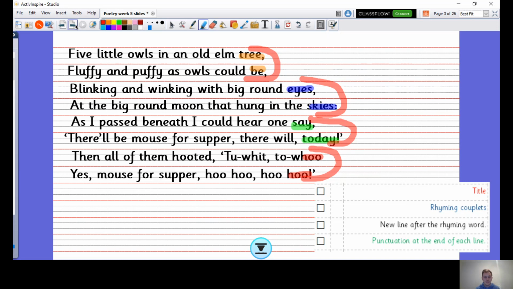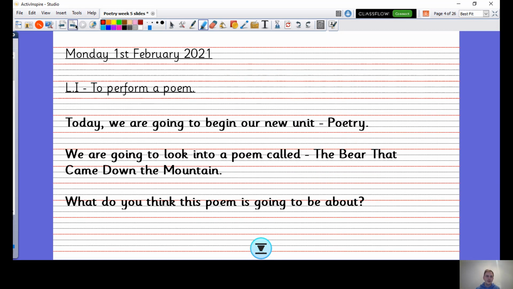So that was our previous poetry unit and our previous toolkit. Now our toolkit and our poems might be changing a little bit this week, because we're onto a new, harder unit, which is fantastic. So, like I said today, our learning intention is to perform a poem. We're going to begin our new unit, poetry, and we're going to look into a poem called The Bear That Came Down the Mountain. So before you've seen it, before you've heard it, what do you think this poem is going to be about? I want to make a prediction, linking to our lovely reading skills. So pause the video, have a little prediction about what you think this poem is going to be about.